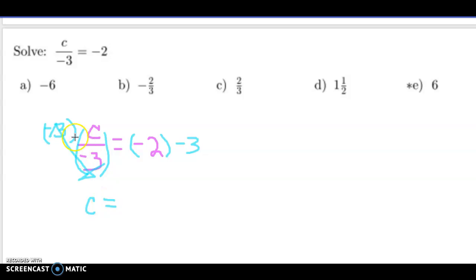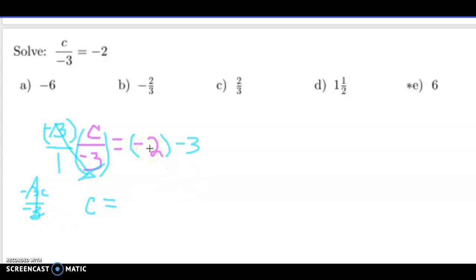And it might have sounded weird the way I said that, but the reason why I said that is because I'm multiplying by -3 over 1. -3 times C is -3C, and 1 times -3 is -3. So these -3's do cancel out because anything divided by itself is 1. So I just wanted to clarify that.